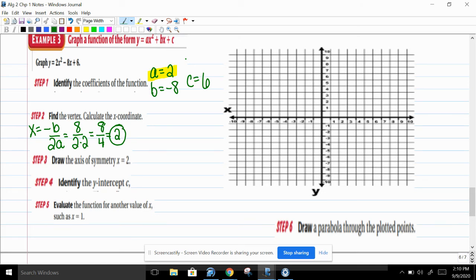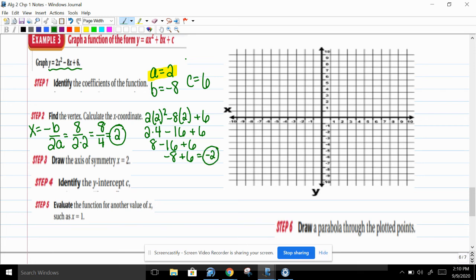So how do I find my y-coordinate? Okay, what you're going to do is plug it in to this equation. So it's going to be 2 times 2 squared minus 8 times 2 plus 6. 2 to the second power is 4, minus 8 times 2 is 16, plus 6. 2 times 4 is 8, minus 16 plus 6. 8 minus 16 is -8, plus 6 is -2.